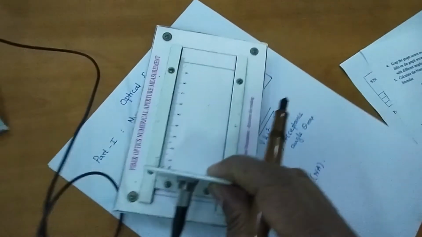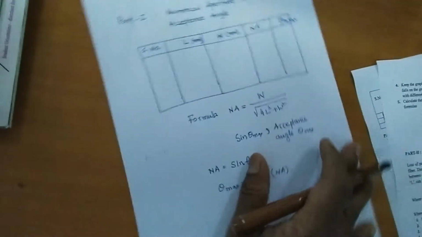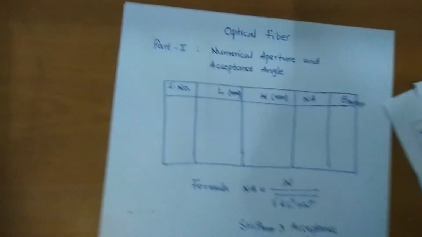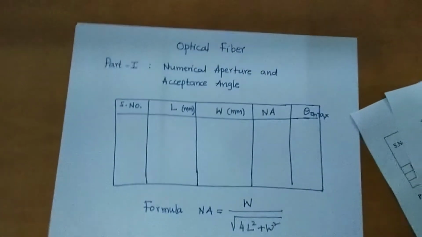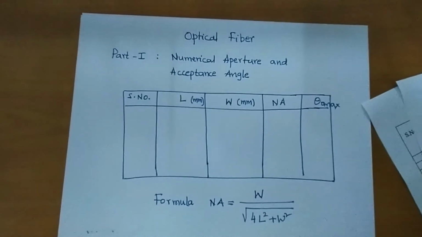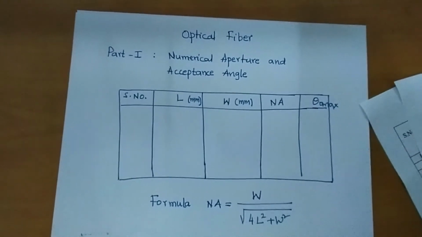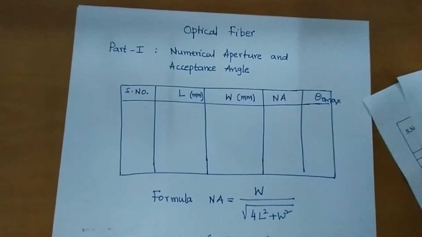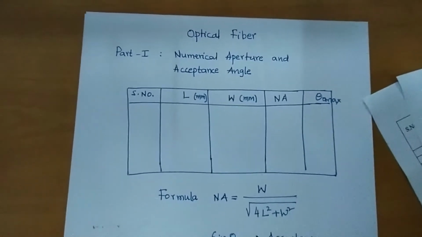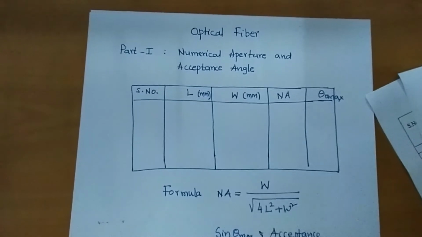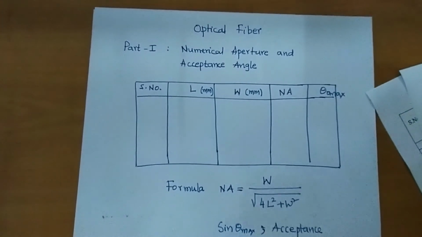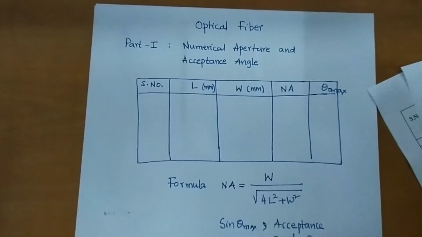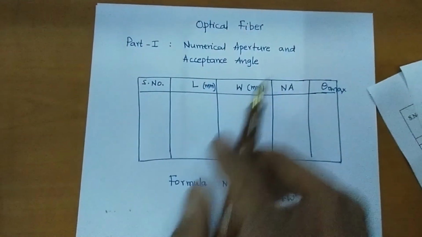So therefore, I am using the tabular form like this. So the tabular form is this. But what actually is numerical aperture? Numerical aperture is defined as the light gathering capacity of a fiber. How much light it is capable of gathering, and it will take that light from the source into the optical fiber. That parameter we call numerical aperture.